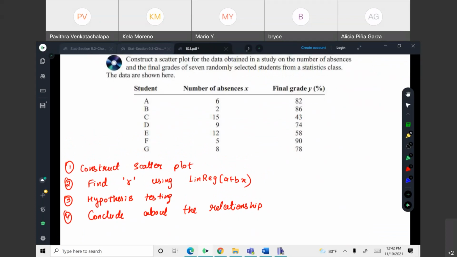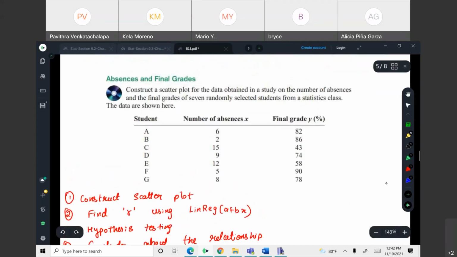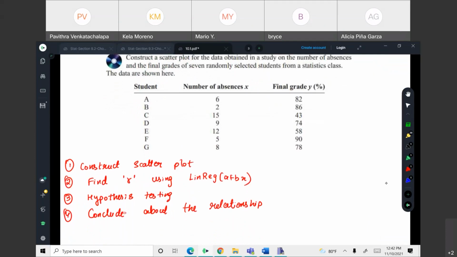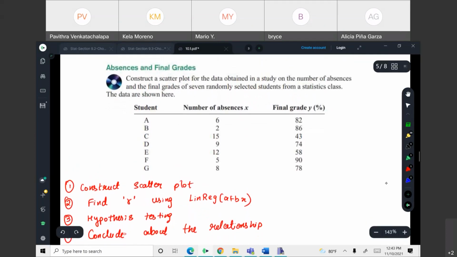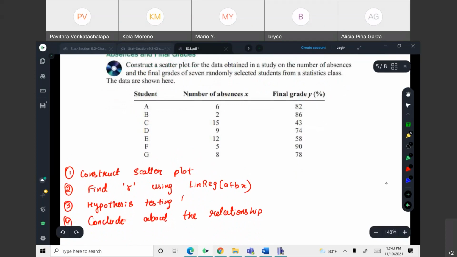I have not done this, so it depends on the answer you tell me. Yes, the R which you get from the calculator is the test statistic value, and the R which you get from critical value is from the table, so it will be different. Take alpha equal to 0.05.